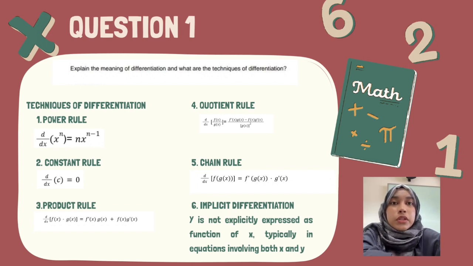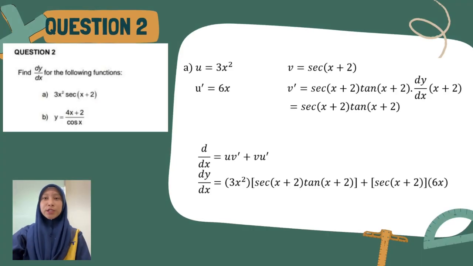And not to mention the chain rule, used for composite functions. Take the derivative of the outside function, then multiply by the derivative of the inside function. And lastly, we have implicit differentiation. It is used when y cannot be isolated. Differentiate both sides with respect to x, treating y as a function of x, and apply the chain rule when needed. Next, we move to question 2.